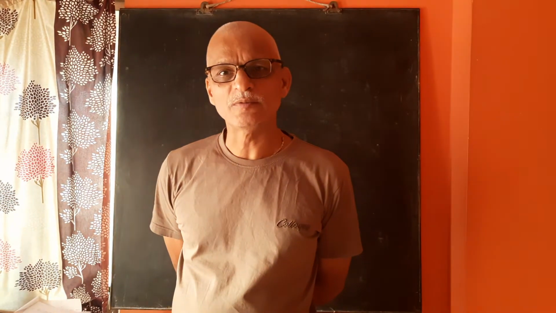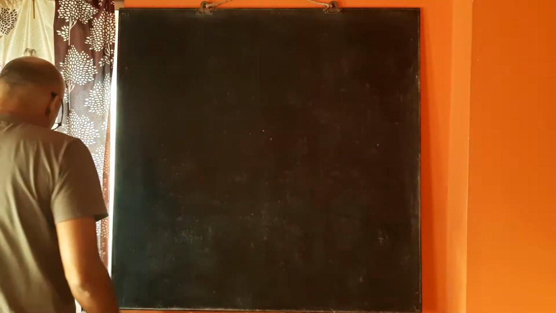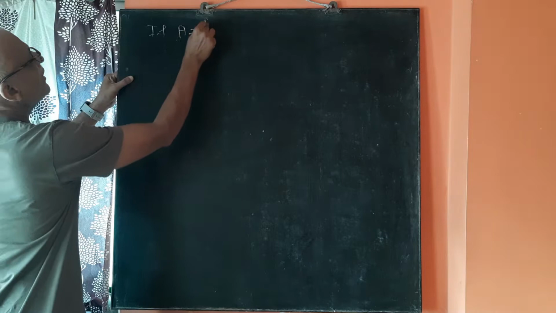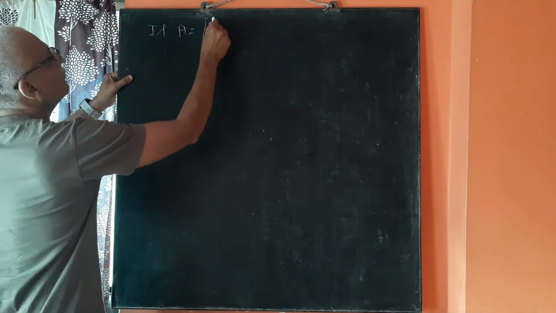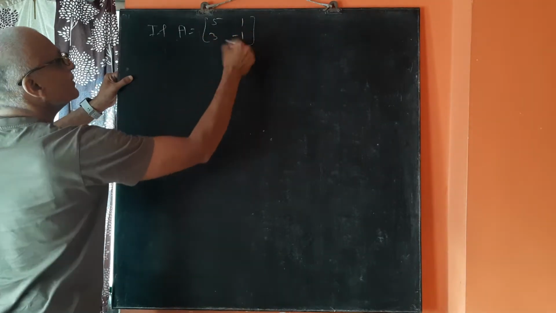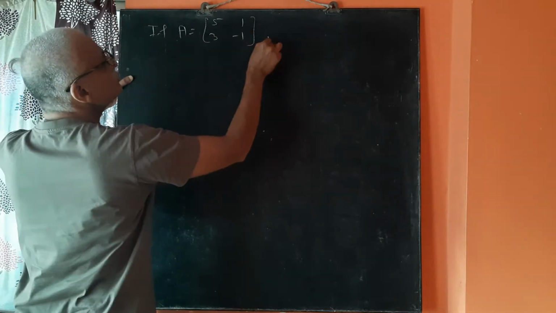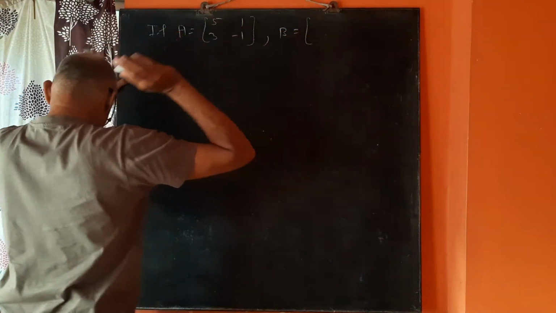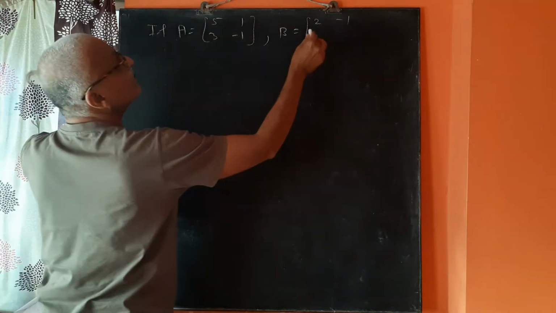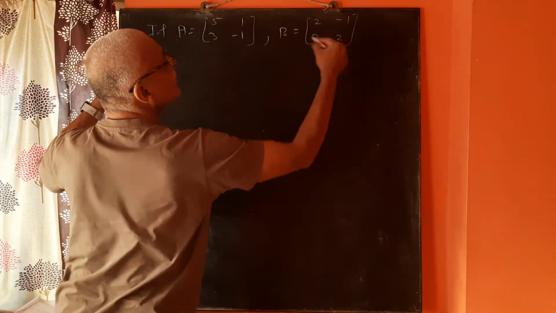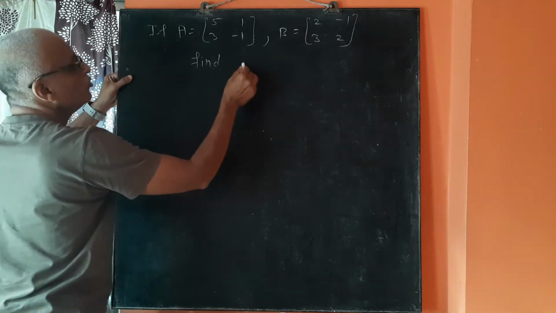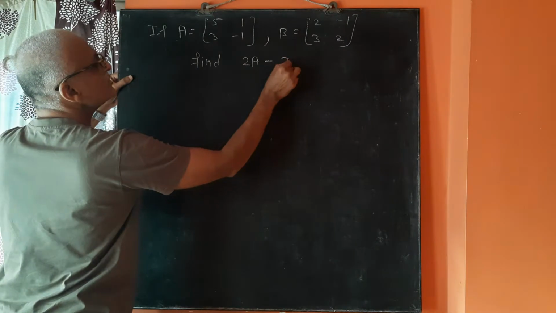We will start with the first problem, that is, if A equals the matrix of 5, 1, 3, minus 1, and B equals the matrix of 2, minus 1, 3, 2. Then our question is to find 2A minus 3B.